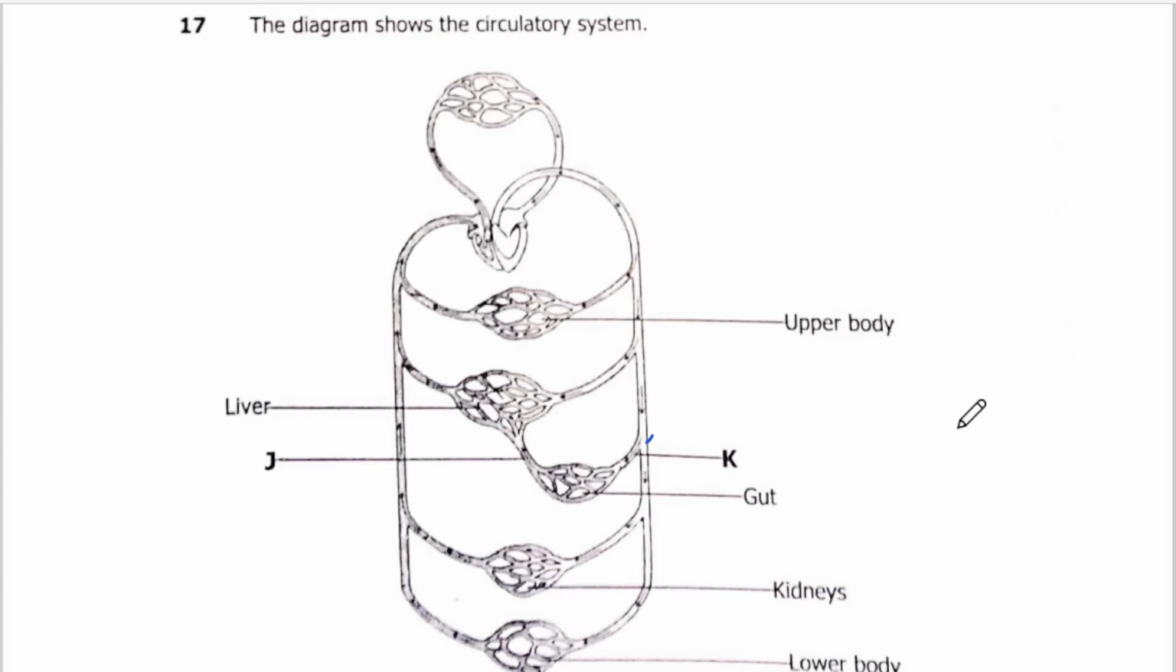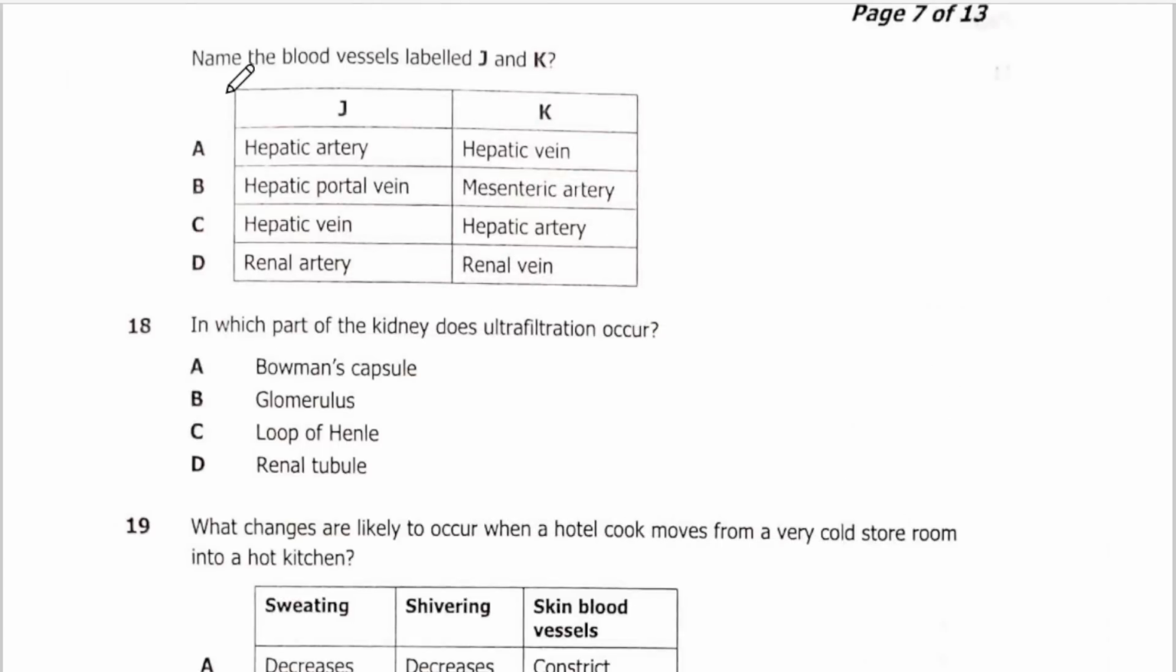So let's look at the question which was asked. The question says, name the blood vessels J and K. J, we said, is the hepatic portal vein, and K is the mesenteric artery. So the correct answer here was B.